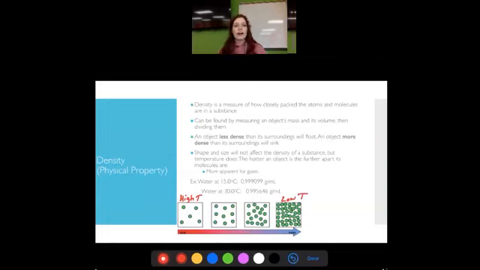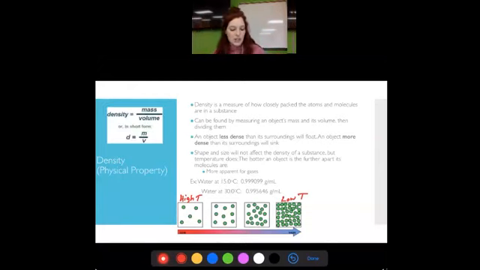This is also why hot air rises, because hot air has a lower density, and things that have a lower density than their surroundings are going to float. Okay, so there's the equation that I was talking about. Density is mass over volume, or in short form, D equals M over V. So a pretty simple calculation. It's just a ratio that you have to take.